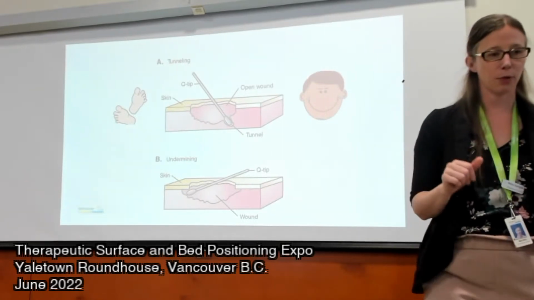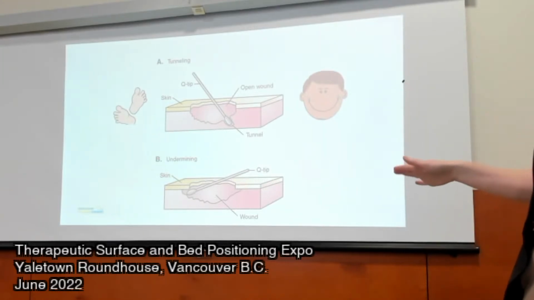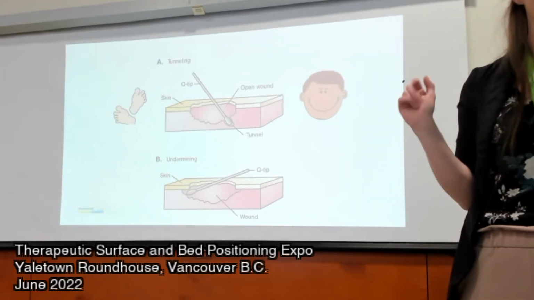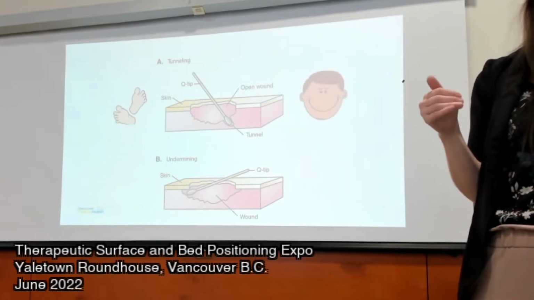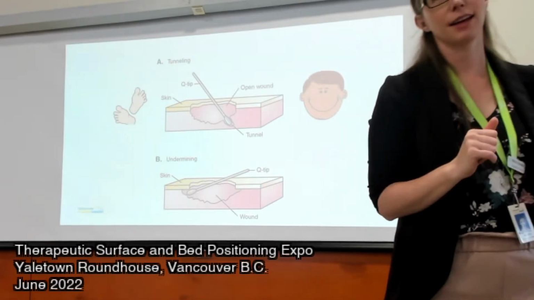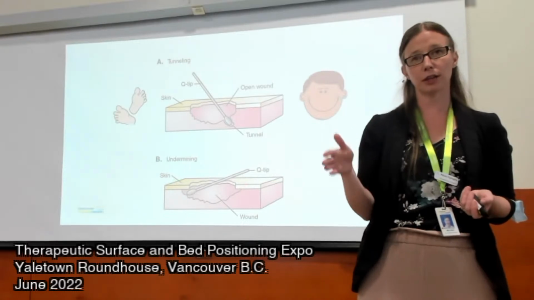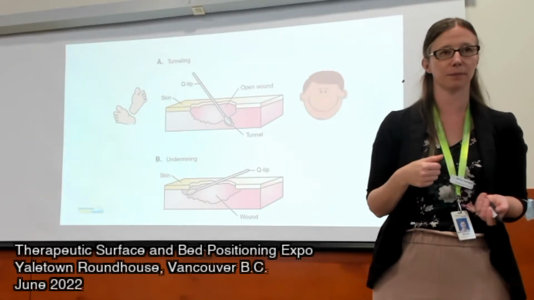So for example, let's say we have an elongated wound on the sacrum vertically, and tunneling is to 12 o'clock. That might tell us that the issue is from shearing from sliding in the bed.